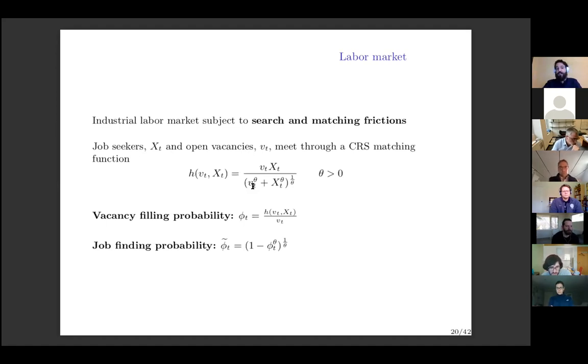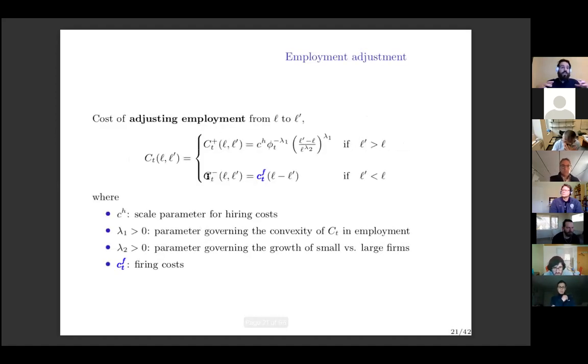There is a probability of filling a vacancy and a probability of finding a job, which take this particular form depending on the matching function. Now, the key elements of the model are the adjustment cost in employment and how wages are determined. There is an asymmetric cost of adjusting employment, depending on whether firms are expanding or shrinking. If they are expanding, they face a convex adjustment cost, which depends on three parameters: a scalar, a convexity parameter lambda one, and a parameter that governs how fast you can fill vacancies depending on your size, lambda two.